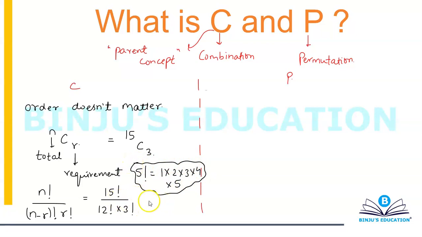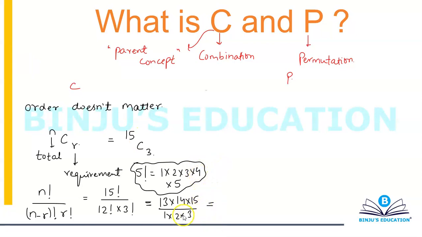So this can be rewritten as 13 into 14 into 15 divided by 1 into 2 into 3. So from there, whatever answer you're going to get, let's suppose your answer comes out to be x. Let me do one thing, let me remove this line. Let's first discuss combination only.